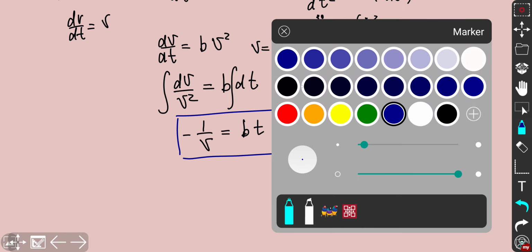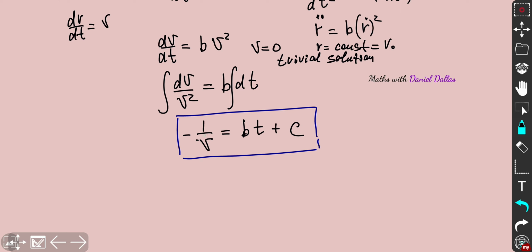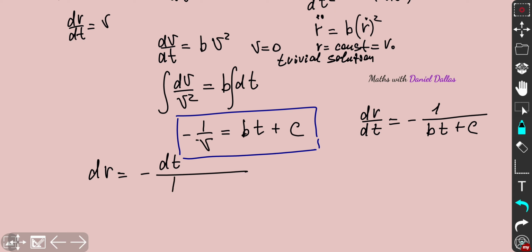Okay, so what we can do the following. So we can express v from time and come back to dr dt. So right now we'll get dr dt is going to be equal, we just swap them, minus 1 over bt plus c, all right? And from there, we can again split the variables and integrate. So we can write dr is going to be minus dt over bt plus c. Okay, I hope you know how to integrate this sort of expression.